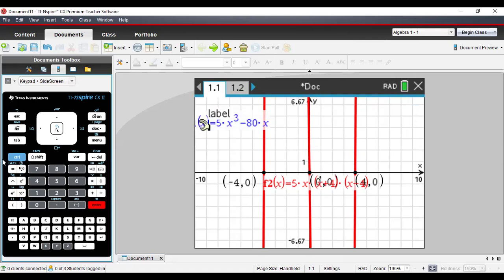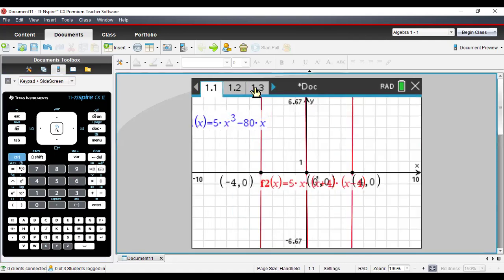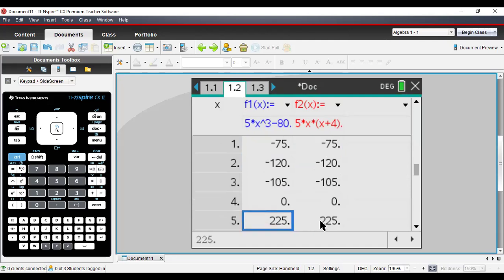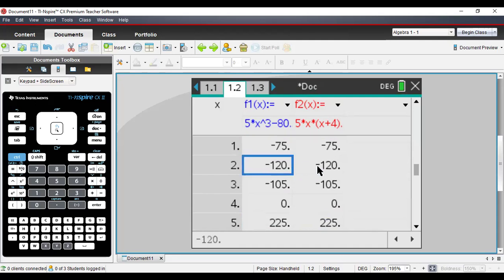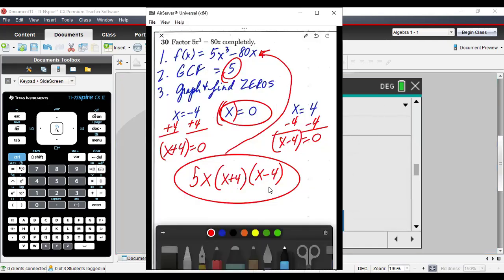But a better way to do this is actually to look at the table and see if the output tables are the same. So I'm going to do Control T and then Control 6. And now, if you look at the table, no matter what input value you look at, the outputs are going to be the same for each function. So that means the expressions are equivalent. This is the original one, here's the factored one, and they give the same output table, which means they're basically the same function. So that's our proof that we factored it properly.